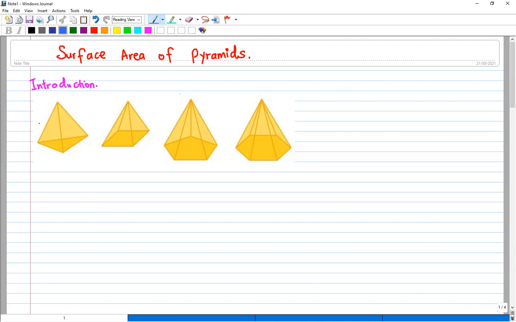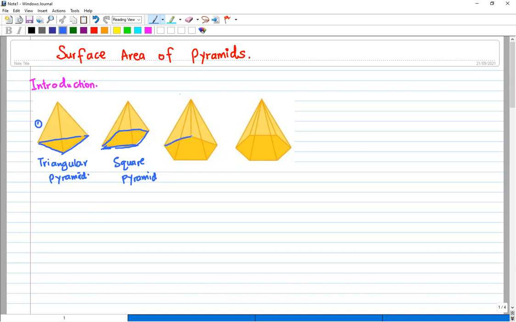For instance, we said that this is a triangular pyramid. Why? Because its base is a triangle. Then this one, we called it a square pyramid, because its base is a square.